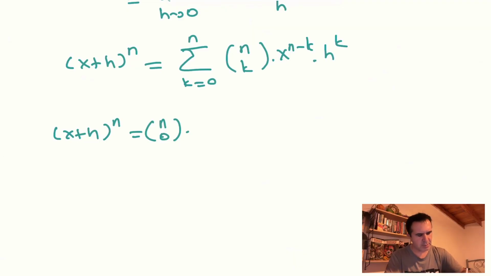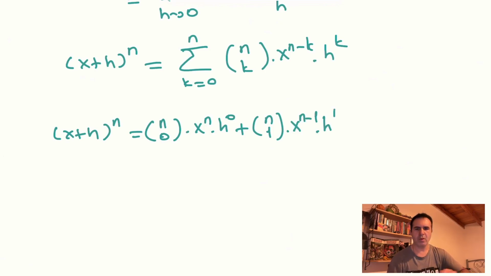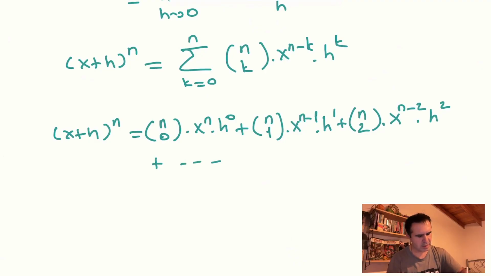the binomial coefficient n choose 0, times x to the n times h to the 0, plus the binomial coefficient n choose 1 times x to the n minus 1 times h to the power of 1, plus the binomial coefficient n choose 2 times x to the power of n minus 2 times h to the power of 2, plus, and this goes on, the binomial coefficient n choose n times x to the power of n minus n, and this is equal to 0, times h to the power of n.